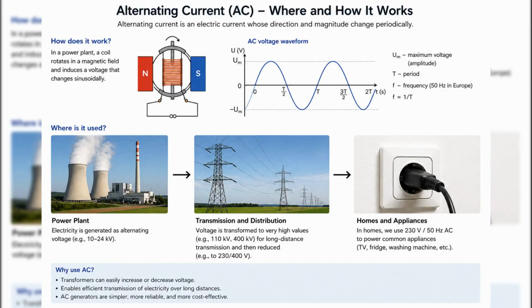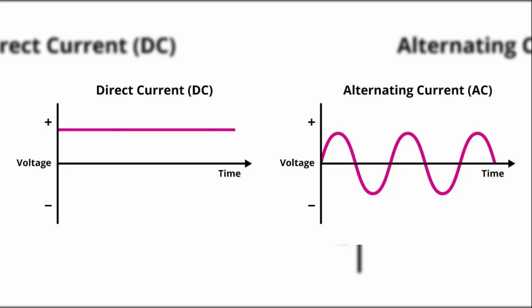In alternating current, known as AC, the direction of electron flow constantly changes. Electrons don't travel forward across long distances. They oscillate, back and forth. In Europe, this happens 50 times per second. That is a frequency of 50 Hz. Instead of a straight line, the voltage follows a sinusoidal waveform. It rises, falls, reverses, and repeats.